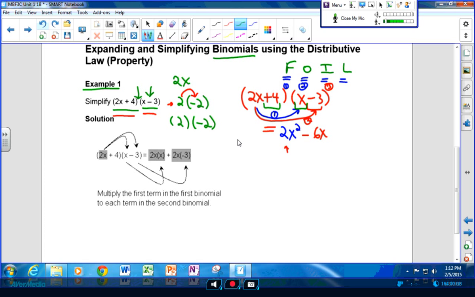So front, outside, inside. And what FOIL does for us is give us a way to keep track of what we've already done. You could do it in some other order, but FOIL just helps us to do it in a systematic way. So we have positive 4 times positive x, right? We know x has to be positive because there's no negative sign in front of it. So a positive times a positive, the signs are the same, which means the answer is going to be positive.